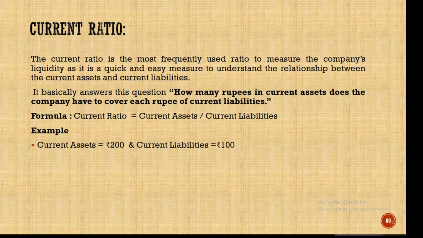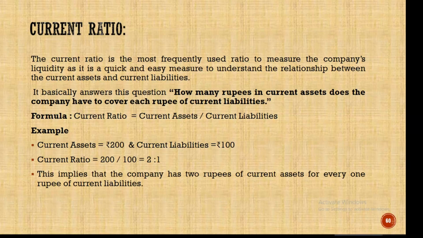Let us see an example. Current assets are given as rupees 200. It can be lakh, thousand, crores, whatever. And current liabilities is equal to rupees 100. Now, putting the figures into the formula, we get a current ratio of 2 is to 1. It implies that the company has 2 rupees of current assets for every 1 rupee of current liabilities.